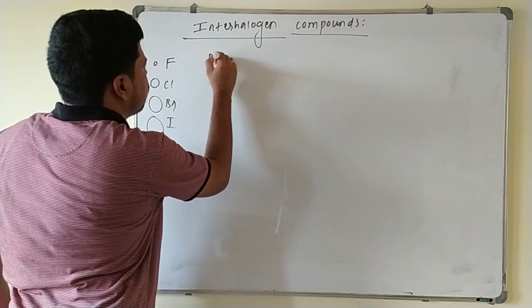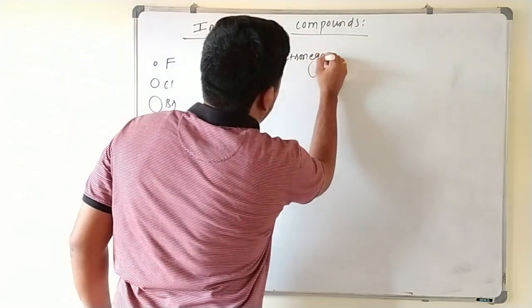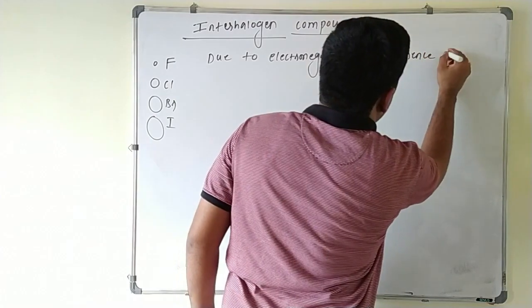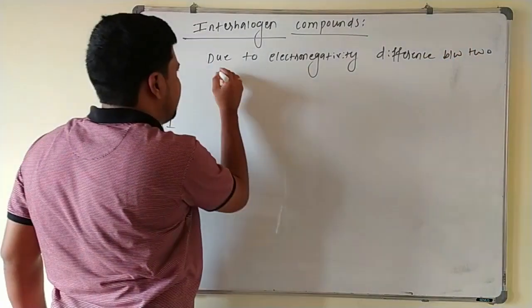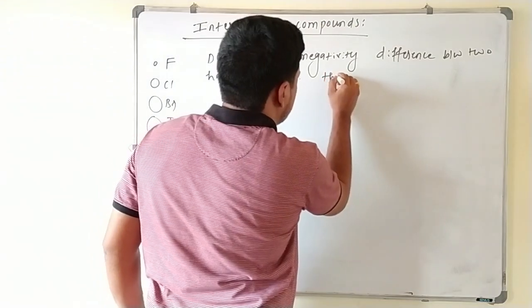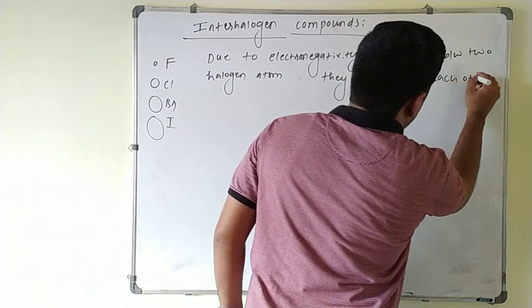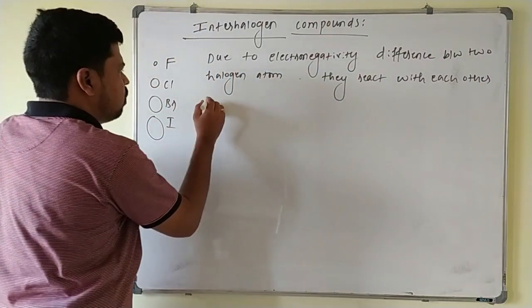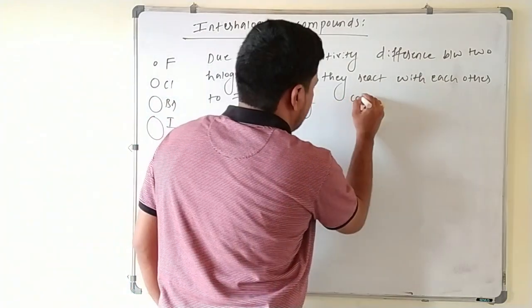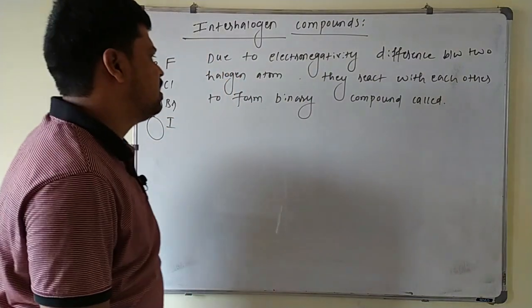Due to electronegativity difference between 2 halogen atoms, they react with each other to form binary compounds called interhalogen compounds.